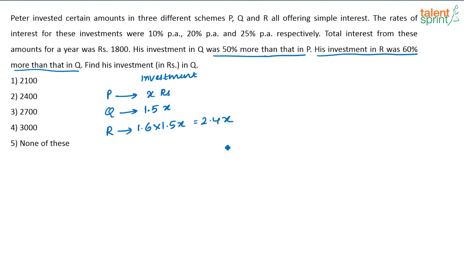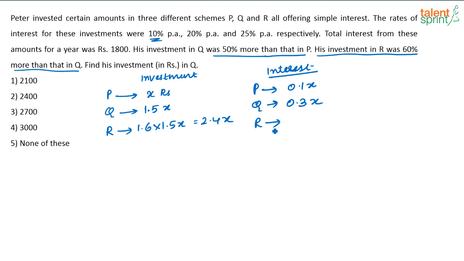X is what he is investing in R. Now, what is the rate of interest in these investments? If you look at P, the rate of interest is 10%. So, what is the interest that he is receiving in each case? For the investment P, the interest that he is receiving is 0.1x, or 10% of x. For investment Q, he is receiving 20% of 1.5x, that is 0.2 of 1.5x, which is nothing but 0.3x.